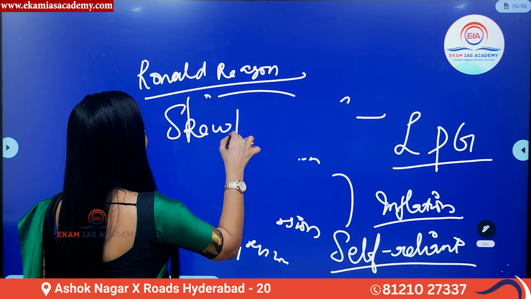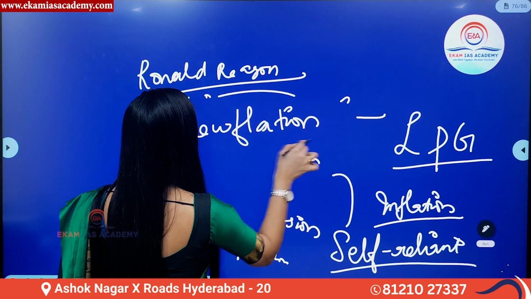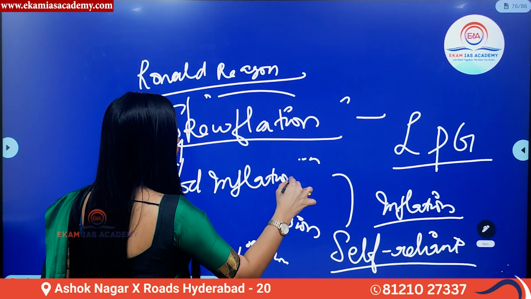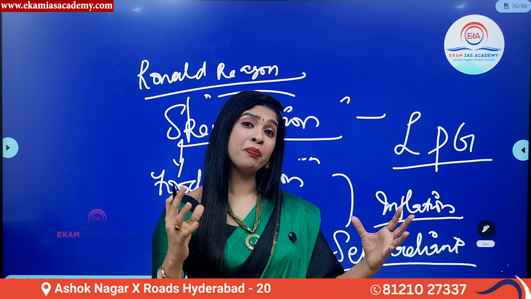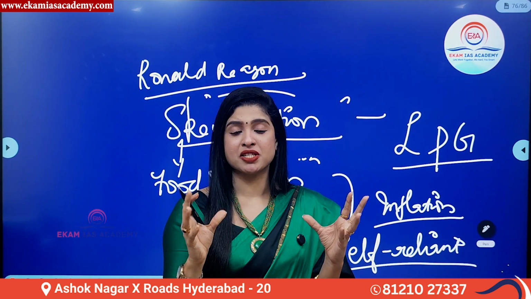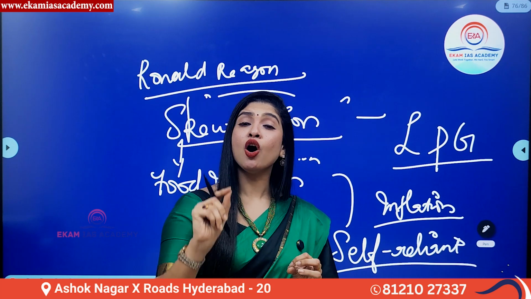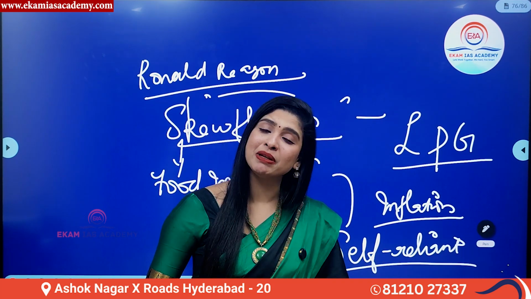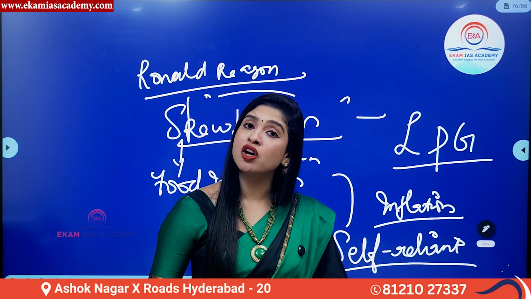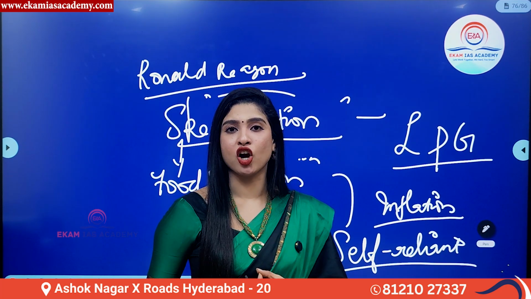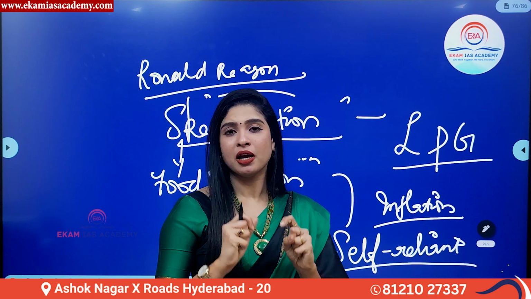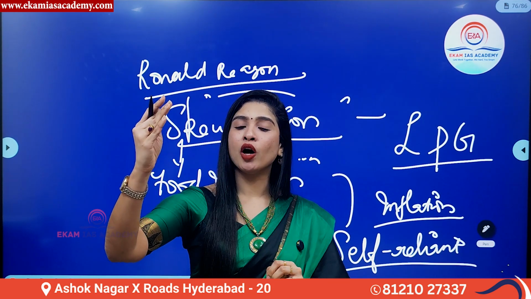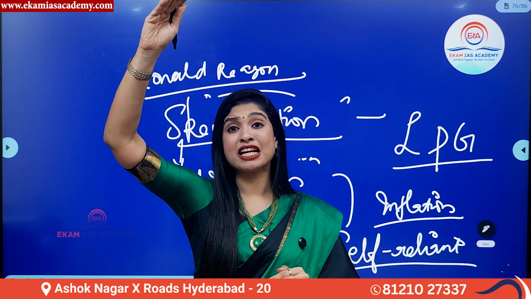So now, in simple terms, Skewflation is nothing but food inflation. It refers to a situation when there is a rise in the price of only food items, whereas the price of non-food items does not increase. It remains constant or stable. Such a situation is called what? Skewflation in economics. It is called skewed inflation because here the price rise is only with regard to the price of food items.